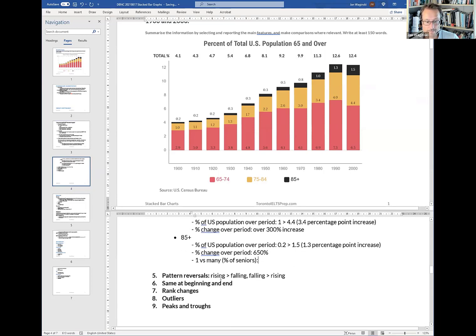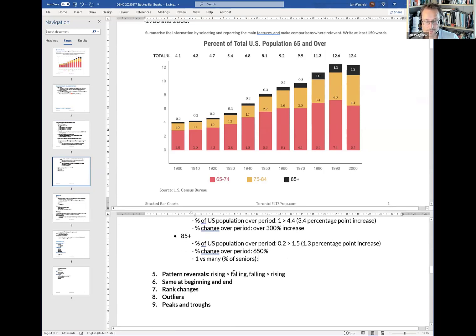Are there any pattern reversals? So something that's going up falls, or something that's falling is going up? Yes, at the very end. Okay. The total proportion of senior citizens in the United States went from 12.6 to 12.4, and also the percentage of 65 to 74-year-olds also dropped at the very end. So you've got those reversals.